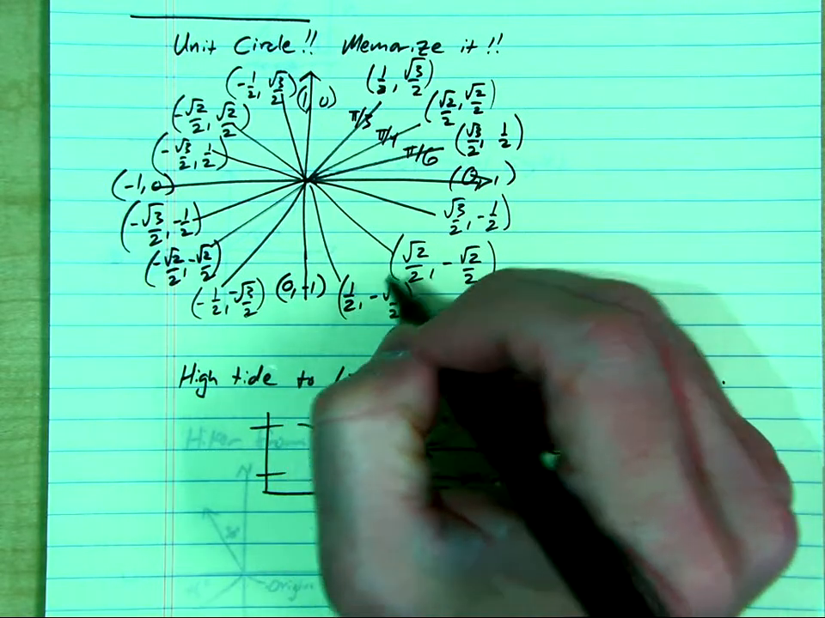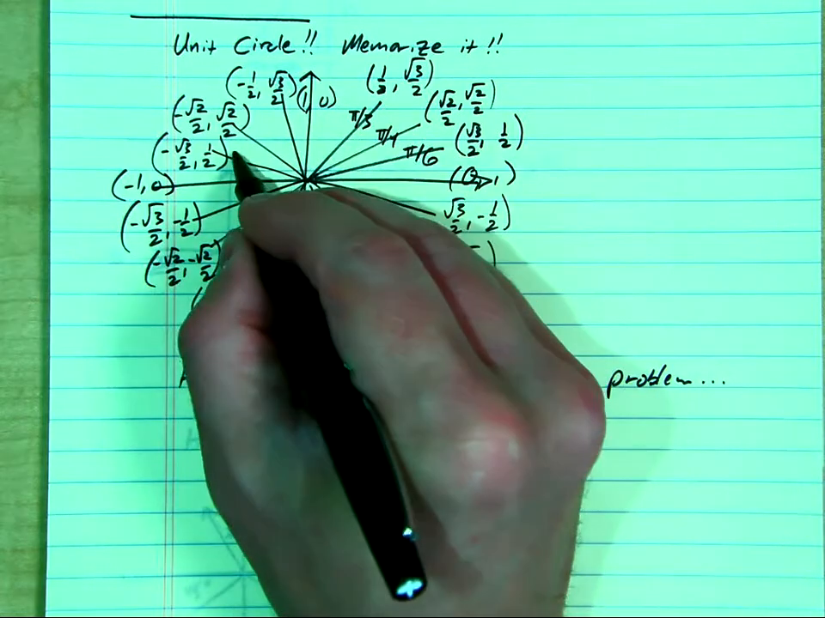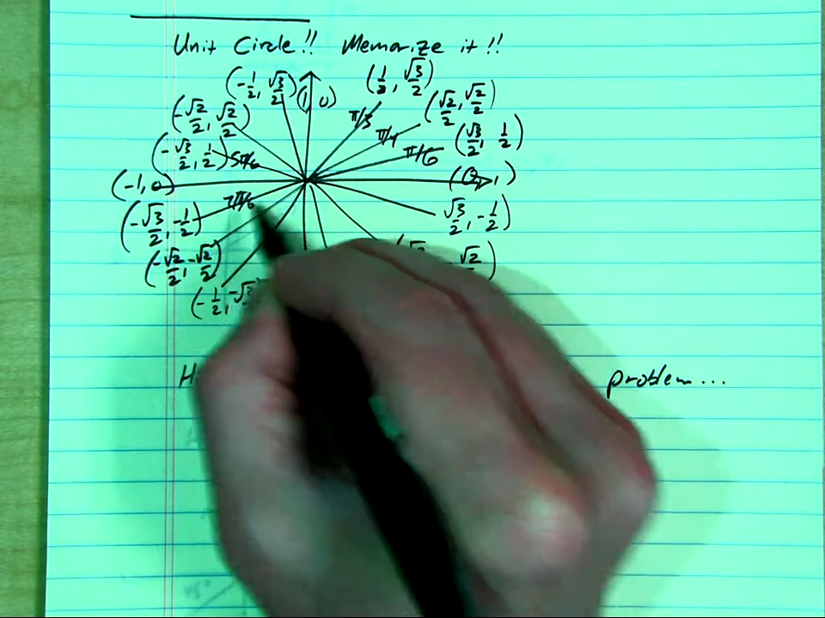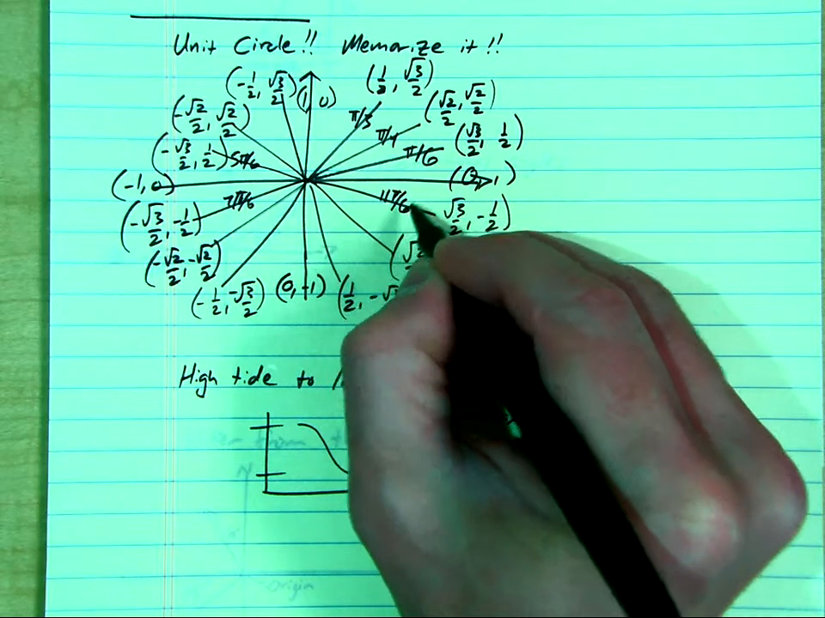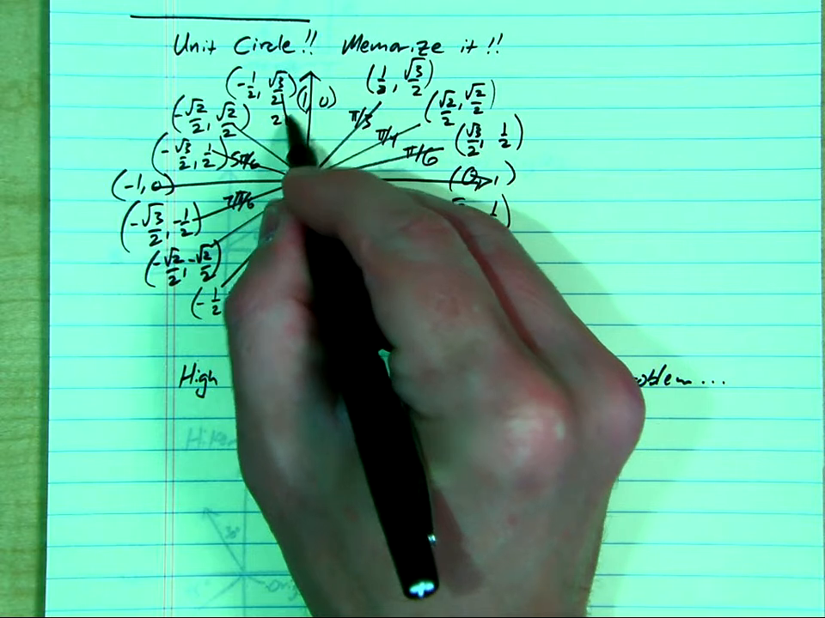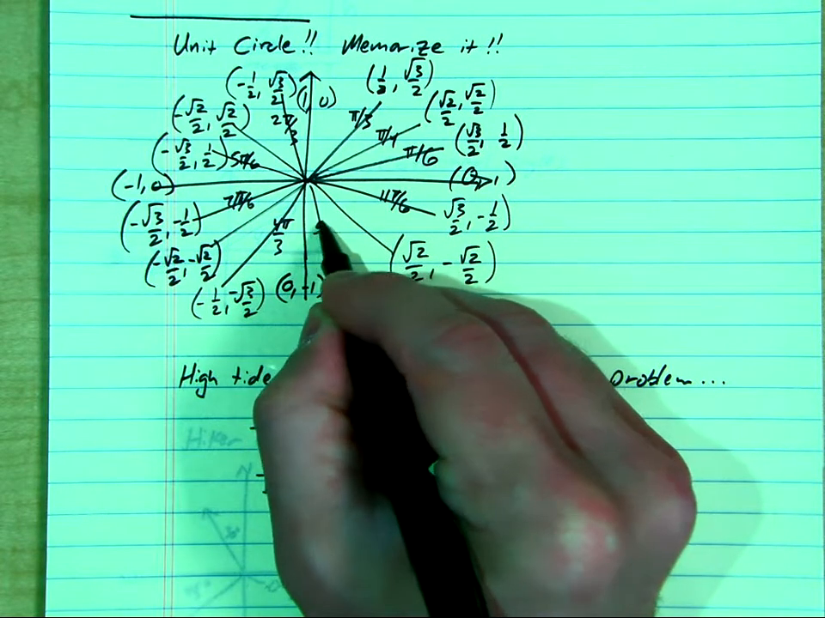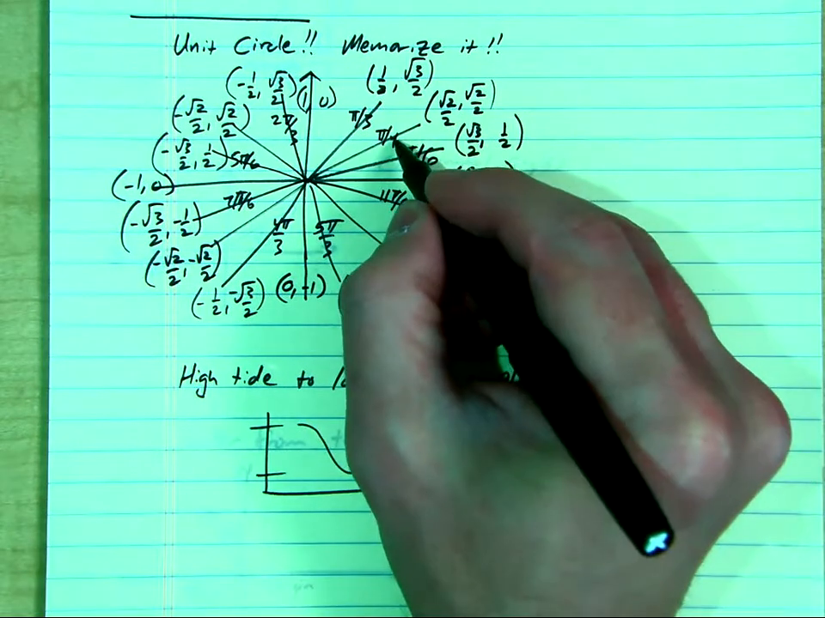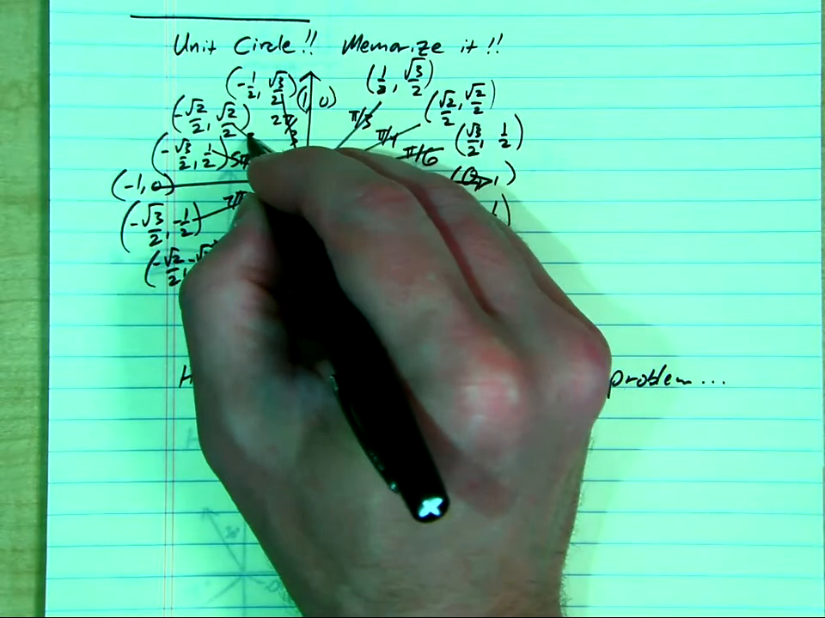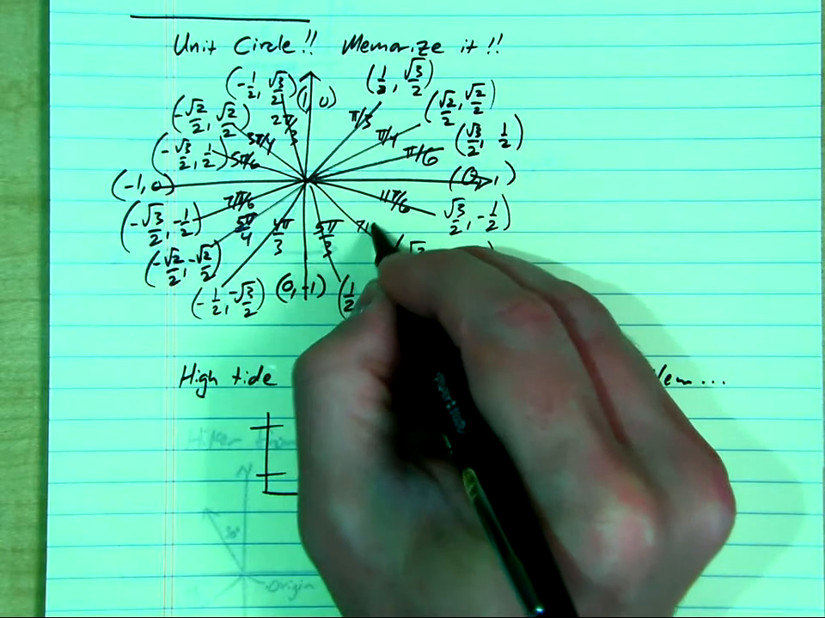But you got to remember that all the 30s have a pi over 6. So pi over 6, that means this one's a 5 pi over 6, 7 pi over 6, and 11 pi over 6. And then the pi over 3's are all the 60s. So pi over 3, 2 pi over 3, 4 pi over 3, 5 pi over 3. And then the pi over 4's just go 1, 3, 5, and 7, which is nice. 3 pi over 4, 5 pi over 4, and 7 pi over 4.